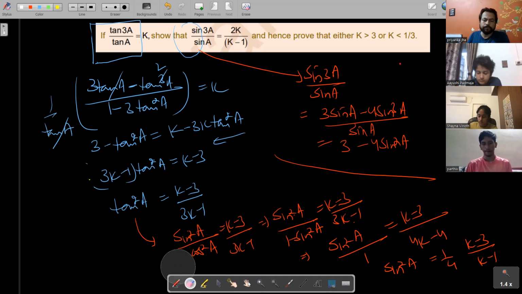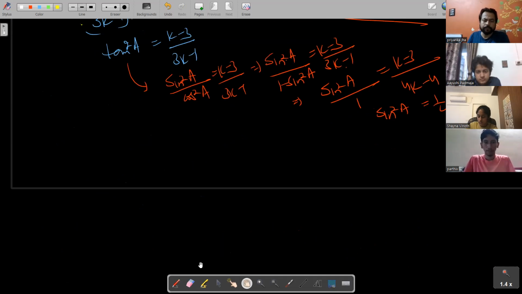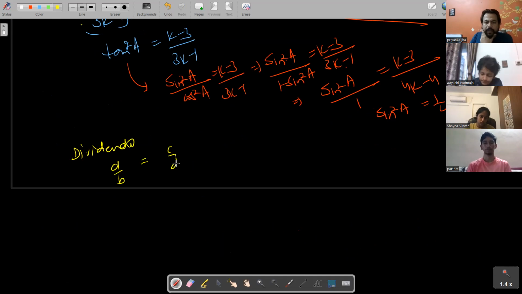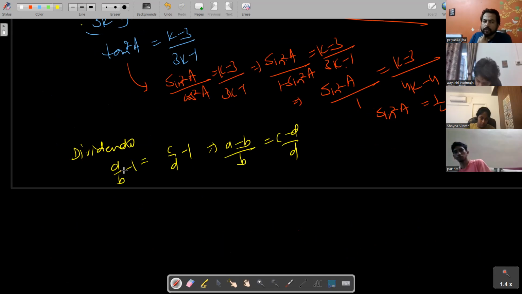Now dividendo. Suppose you have A by B equal to C by D. You can simply do -1 -1. So this is A minus B by B equal to C minus D by D. So you have subtracted B here, denominator. So you have to do the same thing on the right side as well.